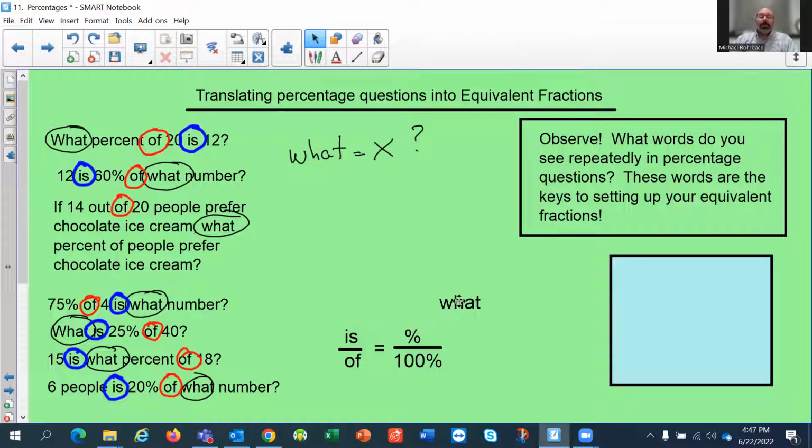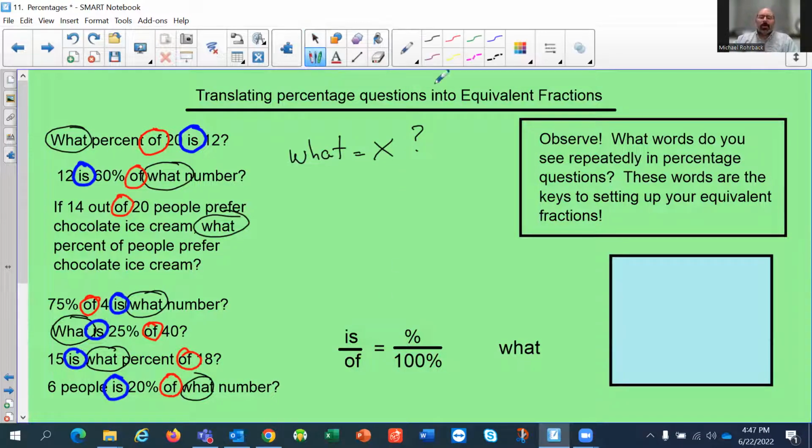So it's either going to be what can take the place of percent. You can say "is what" or "what is," or you could say "of what number." I don't think there's any way to say "what of." So the "what" is going to take the place of either the percent, the part, or the total.